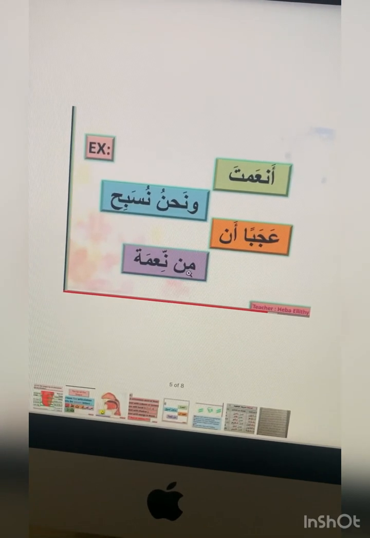In here we have tanween fatha. Any tanween that is not being staggered needs to use the same process. Ajaban, ban, min ni'mah.